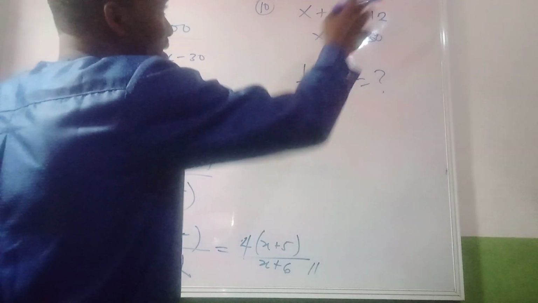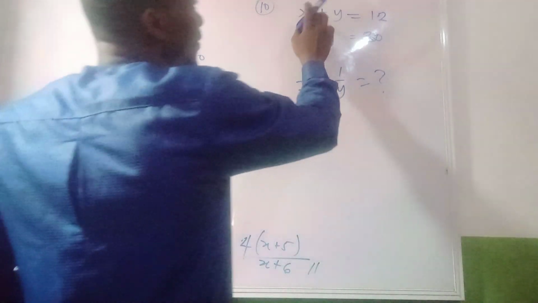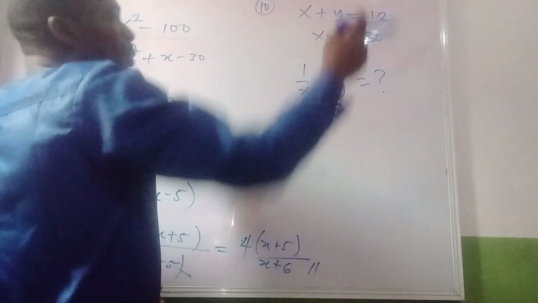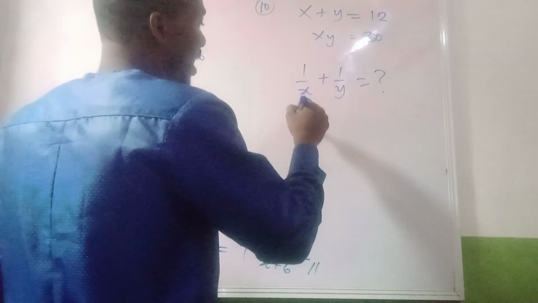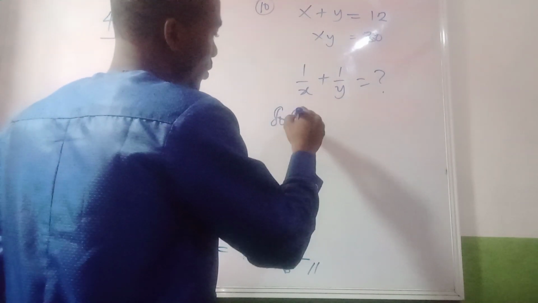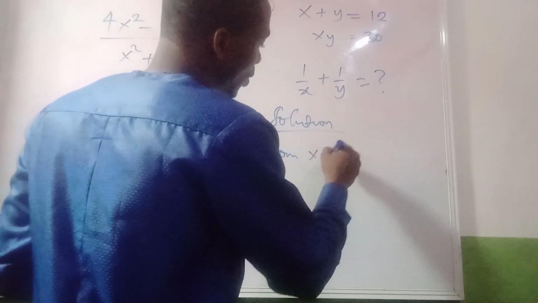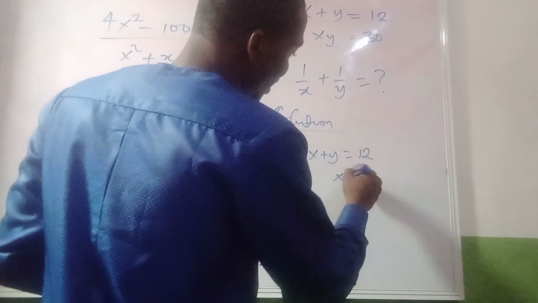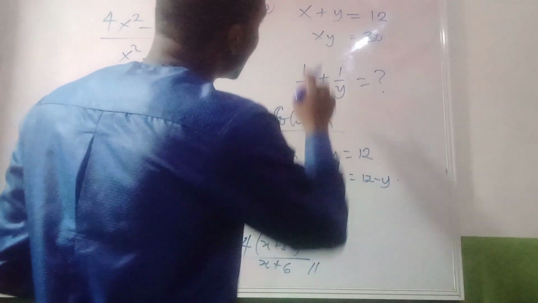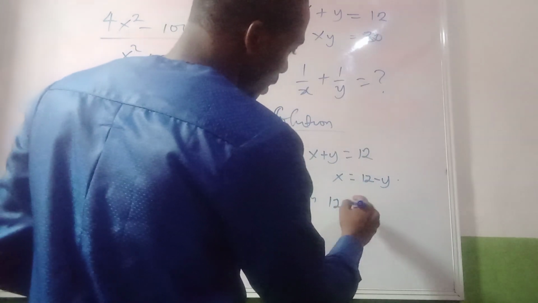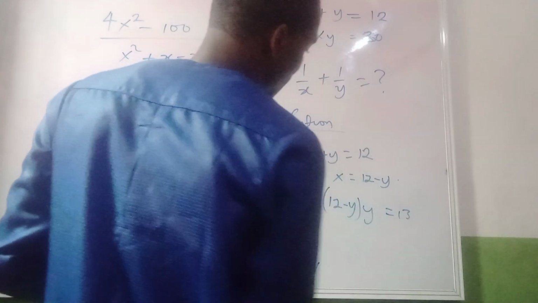Okay, now we have this. Let's continue the solution. We have x plus y to be 12, and we can decide to use the substitution method, or whatever method we like. But now let me go by substitution from equation 1. From x plus y equals 12, we can say x is equal to 12 minus y. Then we substitute it here. So we have 12 minus y multiplied by y to be equal to 30.